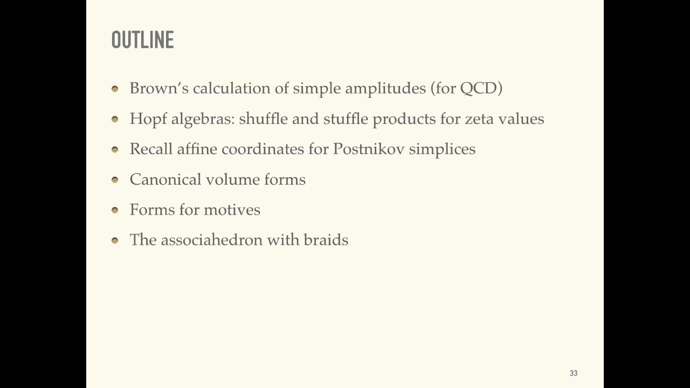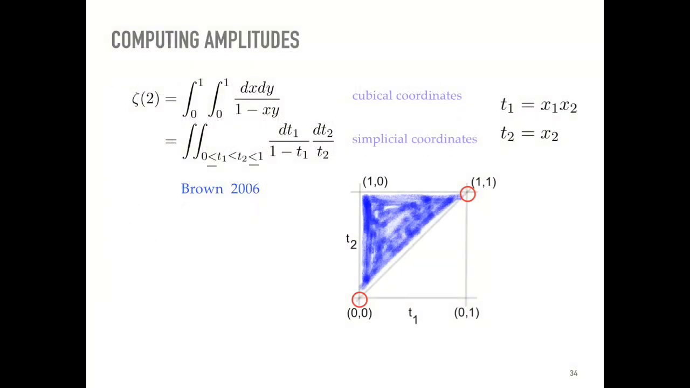Now, the simplest calculation we can do, following Francis Brown, is zeta 2. So zeta is the Riemann zeta function, and we're looking at values of the Riemann zeta function for integer arguments. Here we have its proper definition in terms of integrals, and we look at various coordinates. Here we have cubical coordinates and simplex coordinates.